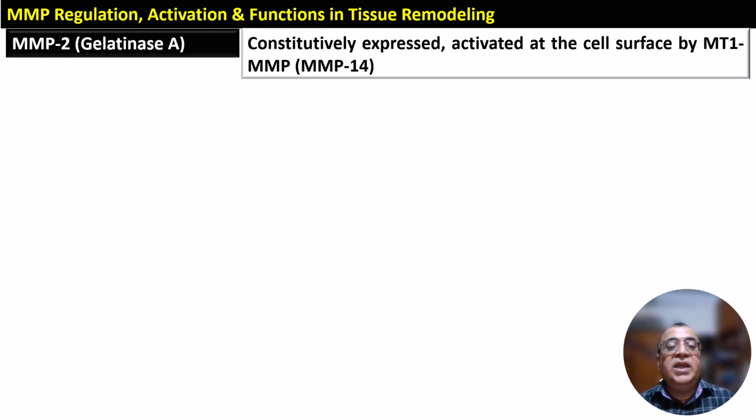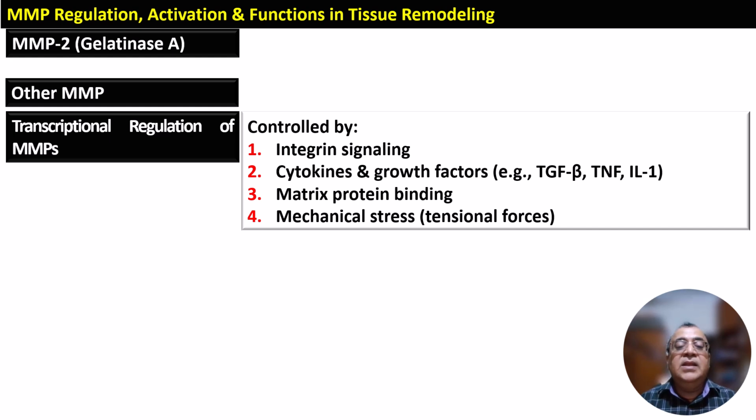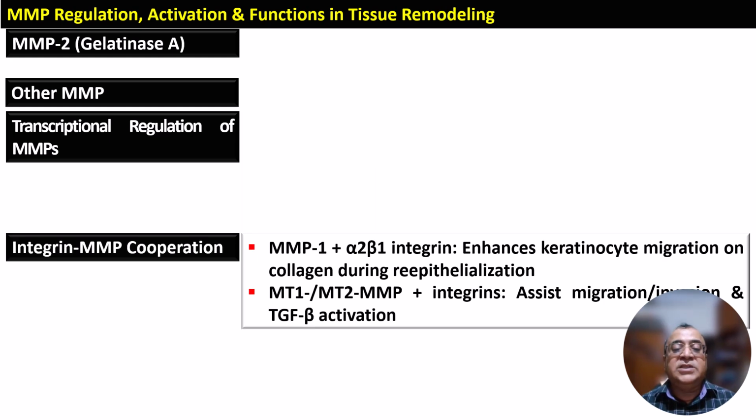Gelatinase A is MMP2, matrix metalloproteinase 2. It is constitutively expressed and activated at the surface of the cell by membrane type MMP or MMP14, and other MMPs are regulated at the transcription level. So they are controlled by signaling by the integrin, cytokine and growth factor, matrix protein binding, or tensional forces that give mechanical stress to the tissue.